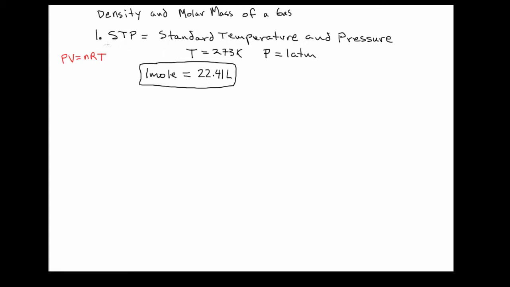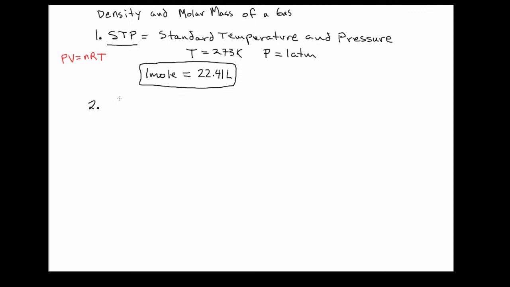Now, chemists have defined STP as being a very specific set of conditions where the temperature is fixed at 273 and the pressure is fixed at 1 atm. And under these conditions, 1 mole of a gas is 22.41 liters. Now, we can use this idea to take the properties of a gas even further.